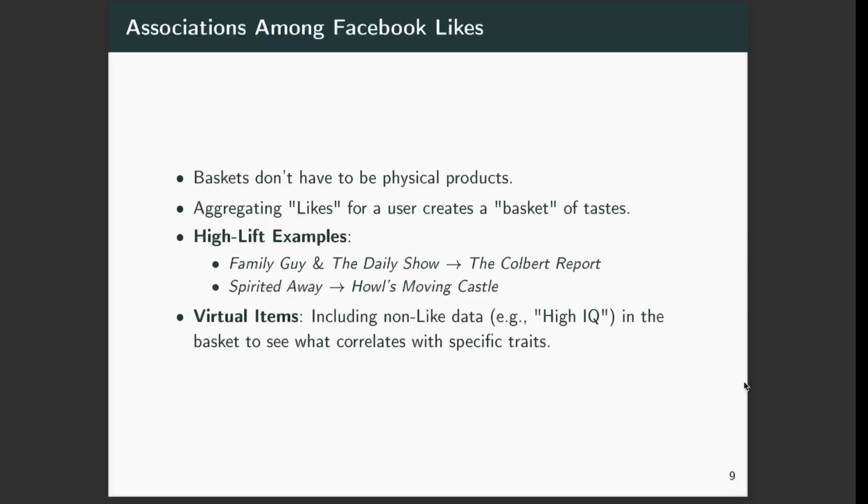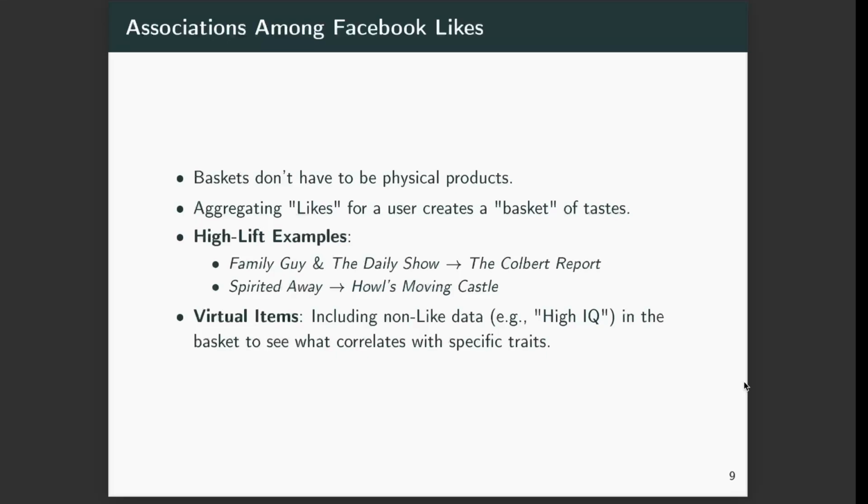The slide gives us some fascinating real-world high-lift examples. Consider the association: liking Family Guy and liking The Daily Show strongly predicts liking The Colbert Report. This makes cultural sense. These shows share a similar audience, demographic, and humor style. But the power of association analysis is that you can discover this computationally from data, even without knowing in advance that such a cultural cluster exists. Another example from the slide: liking the animated film Spirited Away strongly predicts liking Howl's Moving Castle. Both are Hayao Miyazaki masterpieces. The data discovers this fan community automatically.